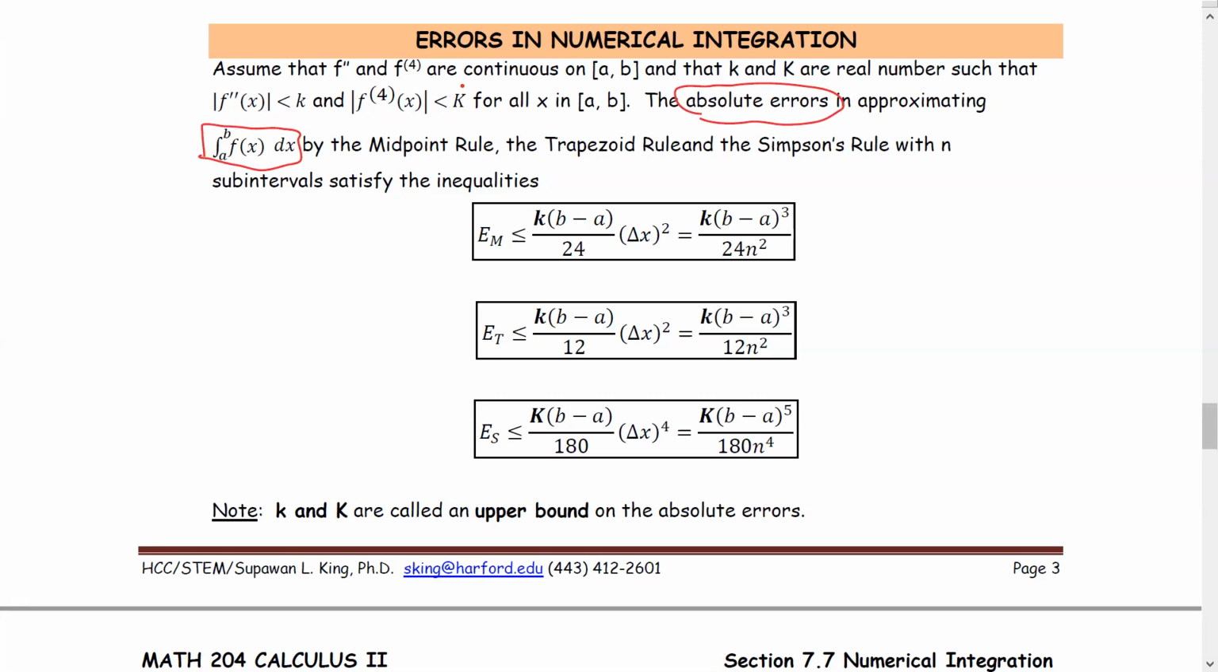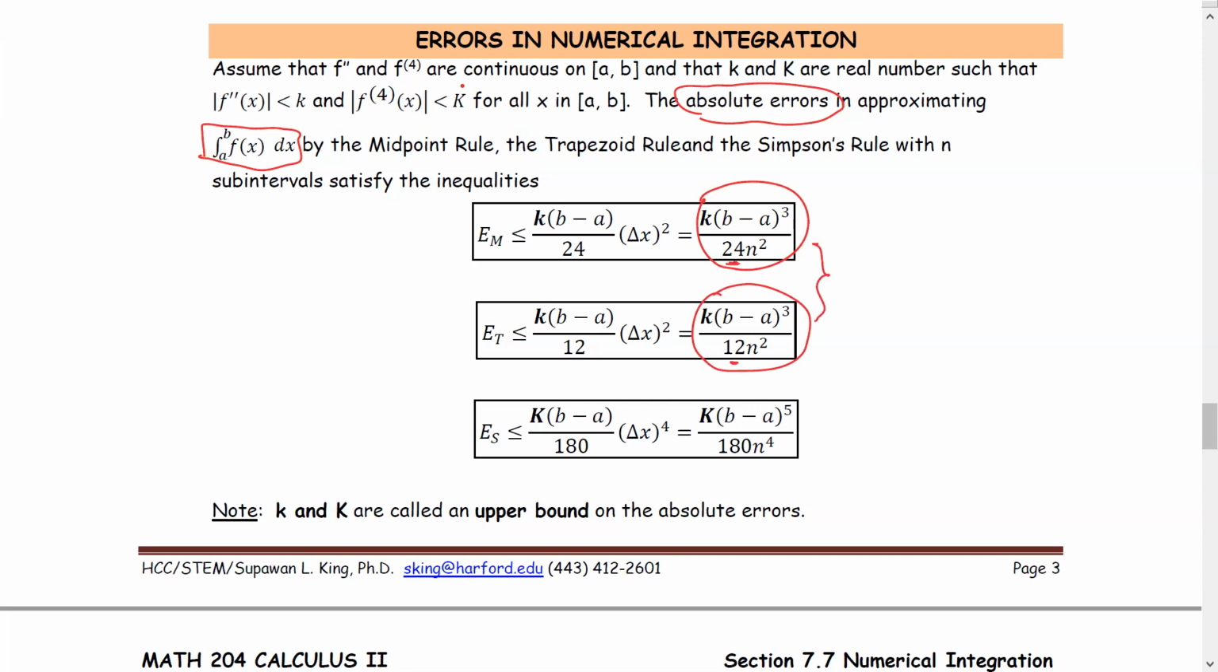E_M, the absolute error of the midpoint rule, is less than or equal to lowercase k multiplied by (b minus a) to the power 3, divided by 24 n squared. The absolute error using the trapezoid rule, E_T, is less than or equal to lowercase k multiplied by (b minus a) to the power 3, divided by 12 n squared. These two formulas are very similar except for the 24 and 12.